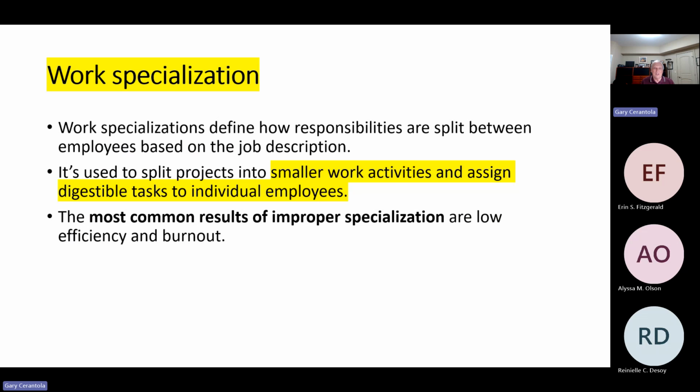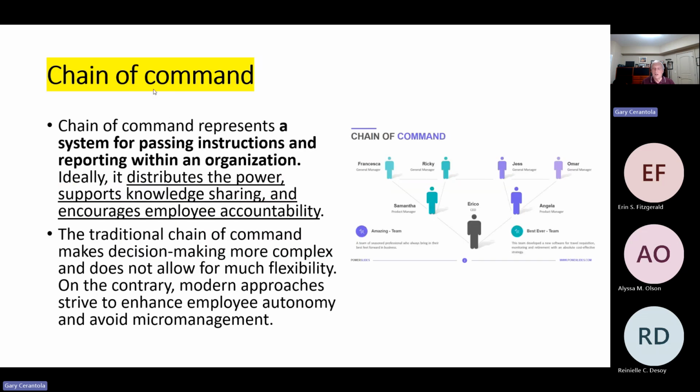Now, there are some ergonomics that you have to deal with, and some motivational and behavioral things that you need to address. But in some cases, work specialization is very key, right? The most common results of improper specialization are low efficiency and burnout, right? And that's really what I talked about.